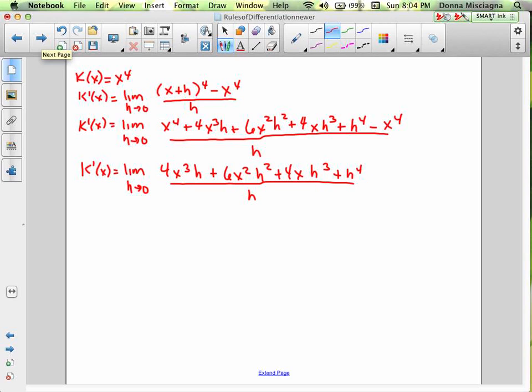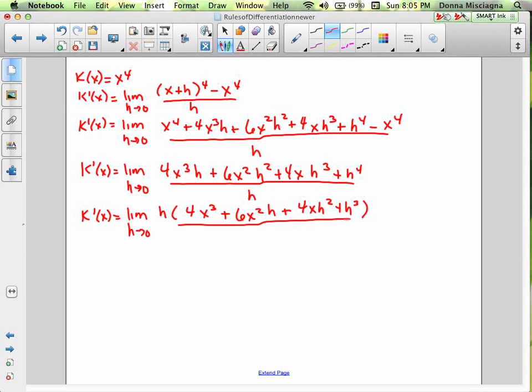Again, I keep having to bob and weave so I can see past my shadow. k prime of x equals the limit as h approaches 0. Let's factor out the h. That's all we have is an h that we could factor out. So we have 4x cubed plus 6x squared h plus 4xh squared plus h cubed, all divided by h. We can cancel those out.